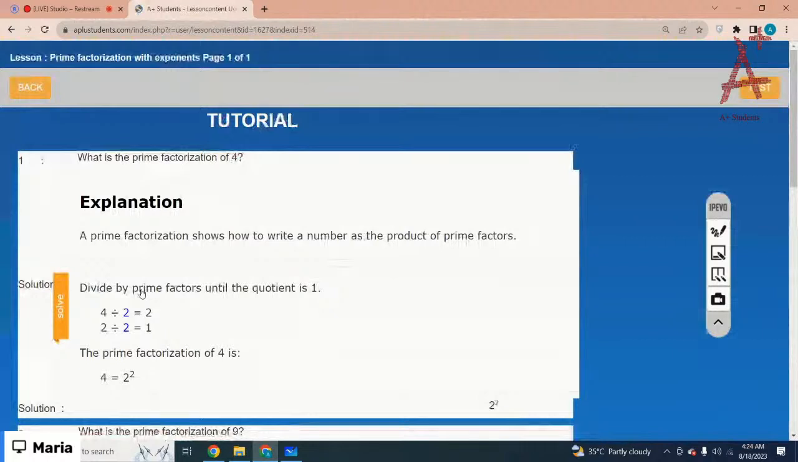You have to divide 4 by the smallest prime number. That would be 2, right? So 4 divided by 2 equals 2. Now you have to divide 2 by 2 to get the answer 1, because the only prime number that can divide 2 is 2. So the prime factors of 4 are 2 times 2, right? You can write them as 2 squared, and 2 times 2 is exactly the same.